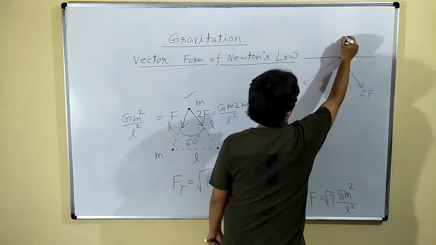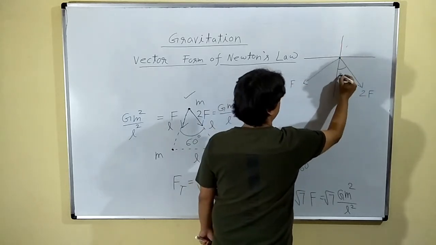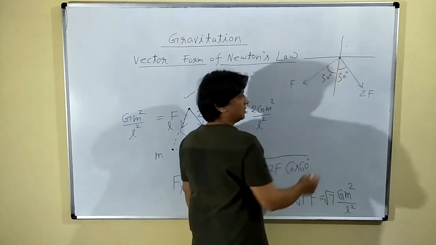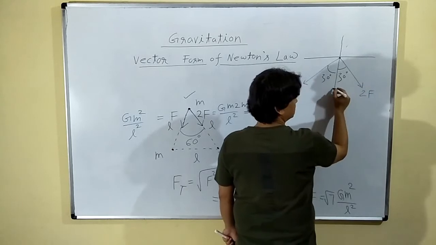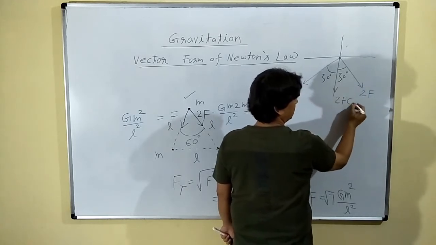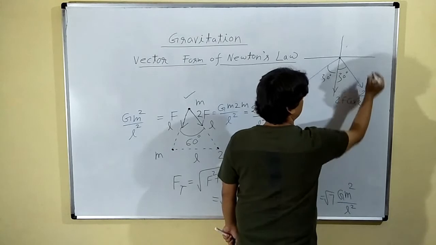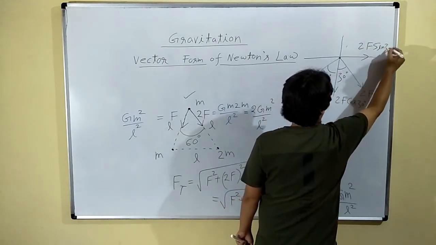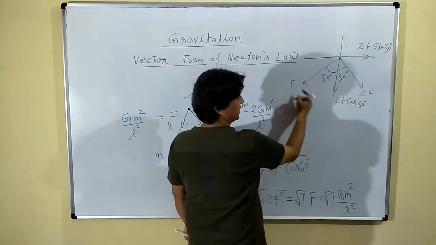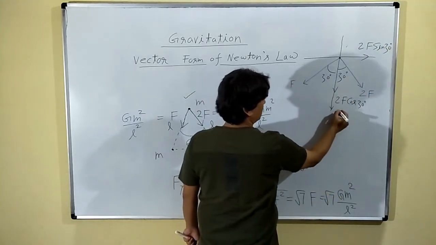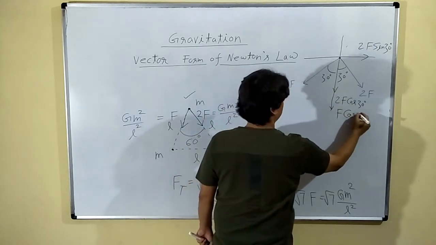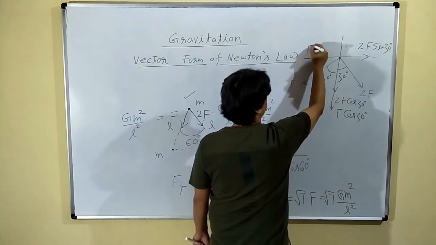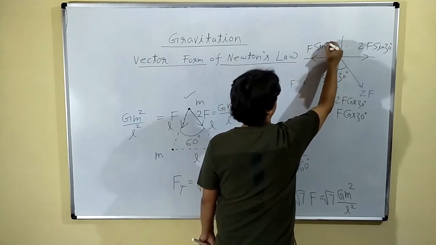draw these axis system. This is 30, this is also 30. 2F, this component is 2F cos 30, this component is 2F sin 30. This F, its downward component is F cos 30, and this component is F sin 30.